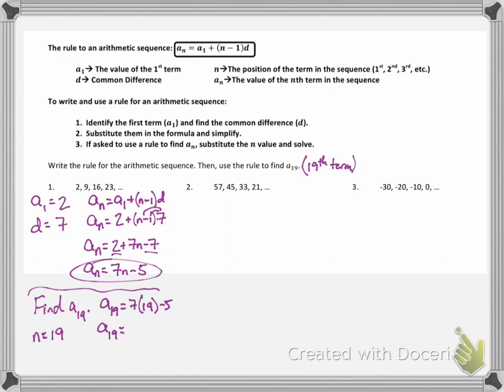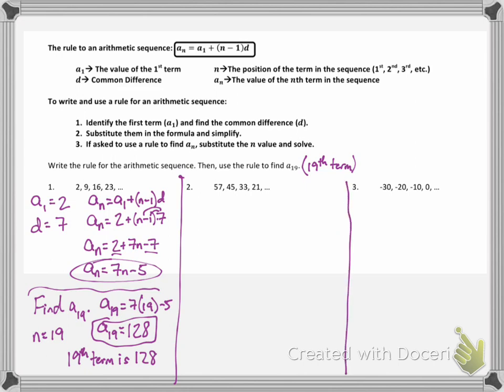So 7 times 19 is 133 minus 5 is 128. So what this means, if I were to put it in words, and you don't necessarily have to do this, but A sub 19 equals 128 is just a fancy way of saying the 19th term is 128. And that's how you go ahead and write a rule and go find a specified term. So in the next two examples here, we're going to go ahead and repeat that process. So let's go ahead and do so.